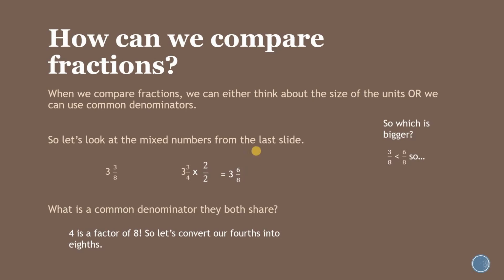Well, 3/8 is less than 6/8. So going back to my two original fractions, I can say that 3 3/8 is less than 3 3/4, because I used that common denominator to see that 6/8 is the same thing as 3/4. 6/8 was bigger, which means 3 3/4 is larger than 3 3/8.